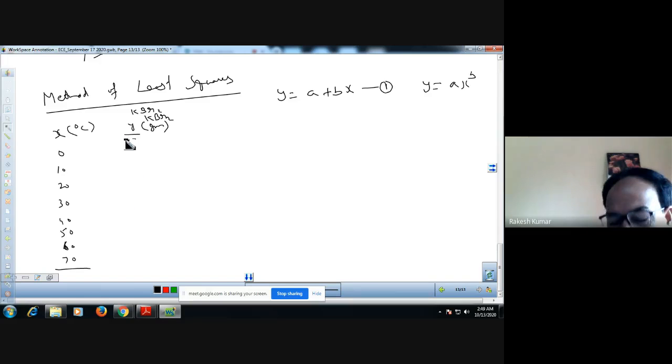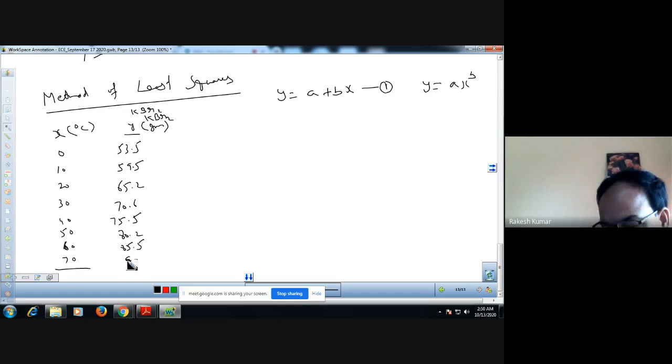Up to this value is given, and this is the weight of bromide in grams: 53.5, 59.5, 65.2, 70.6, 75.5, 80.2, 85.5, 90. So these are the weights of potassium bromide given to us.